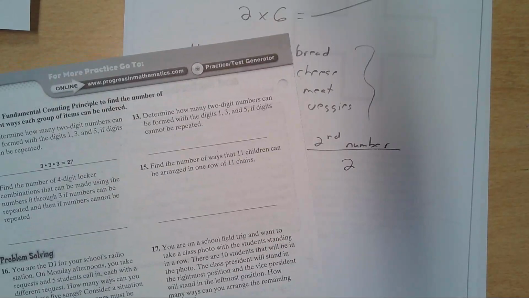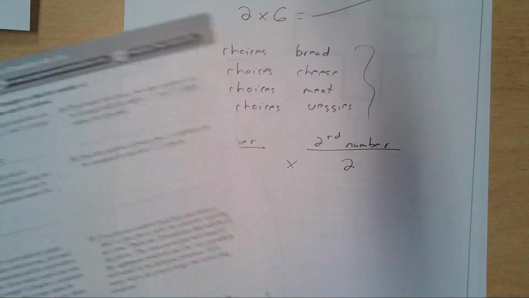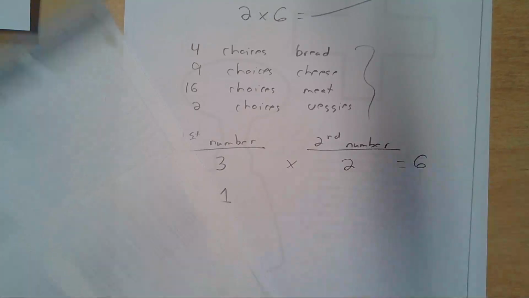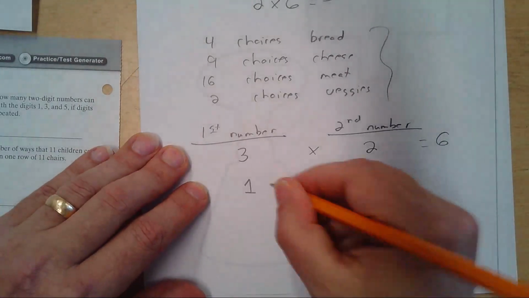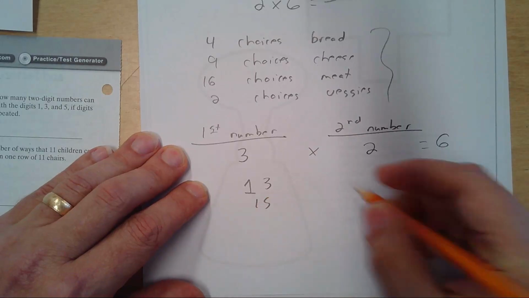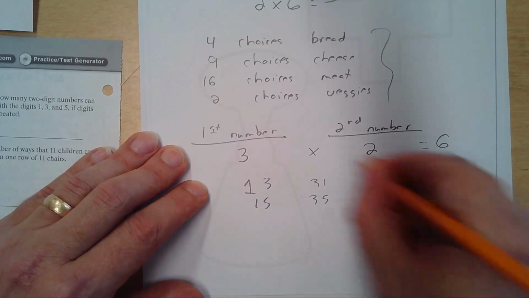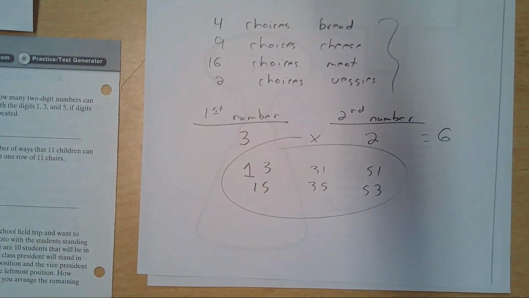So how many different 2-digit number combinations can I make? 3 times 2, that's it. And I could list them all out here. I could do 13, 15, 31, 35, 51, or 53. There they are. Find me a different 2-digit number using 1, 3, and 5 where the digits don't repeat.